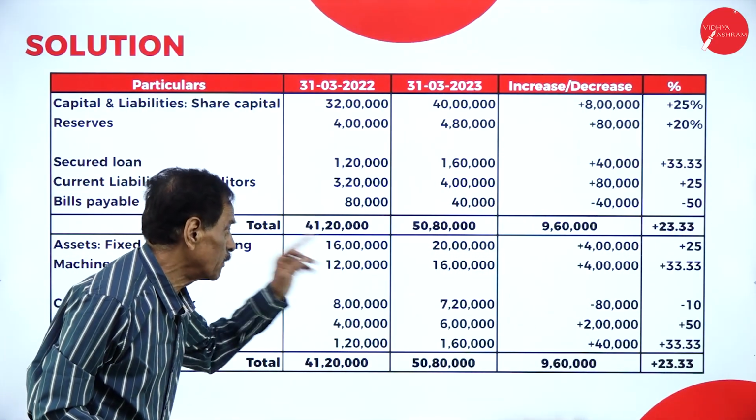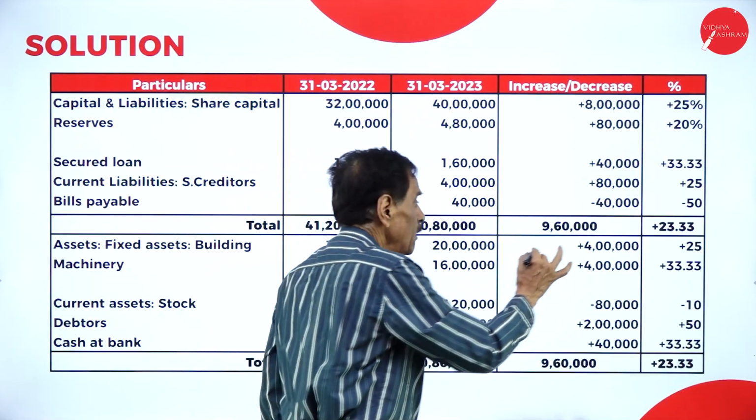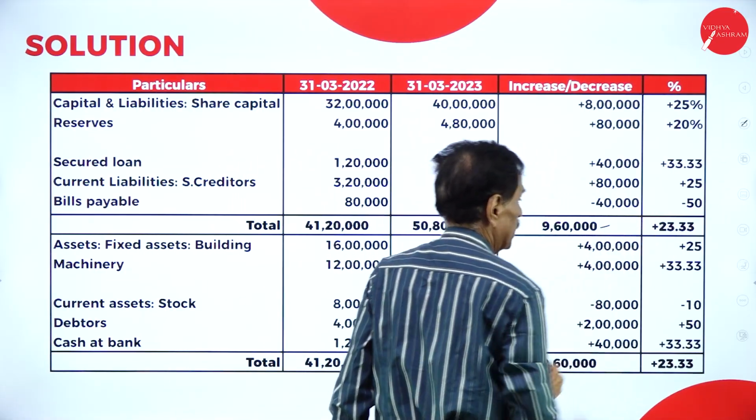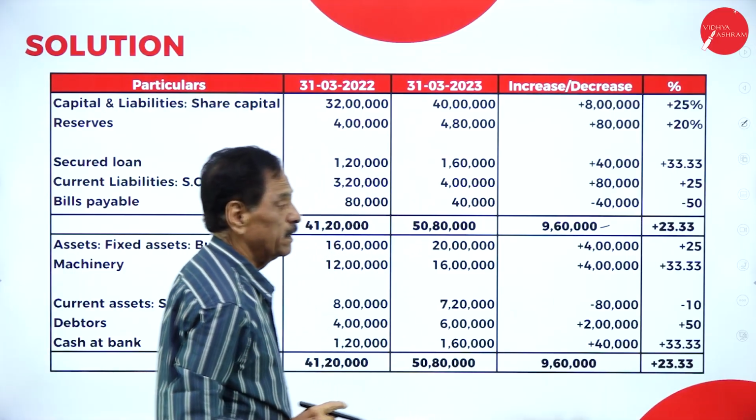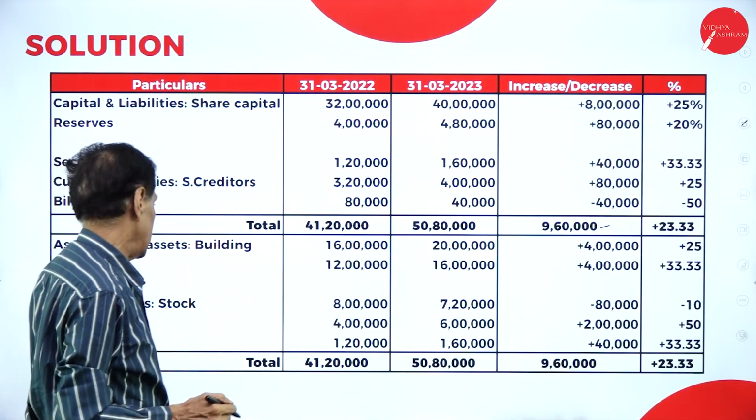Total 41 lakh 20,000, 50 lakh 80,000. There was an increase of 9 lakh 60,000. Percentage work out, 23.33% of total liability. Come back to asset.